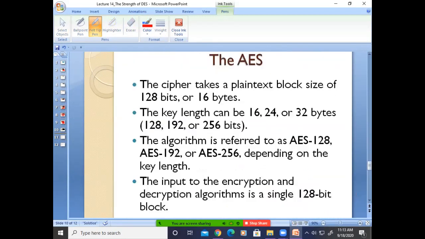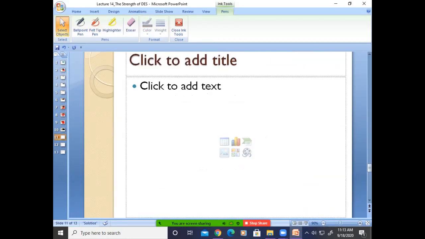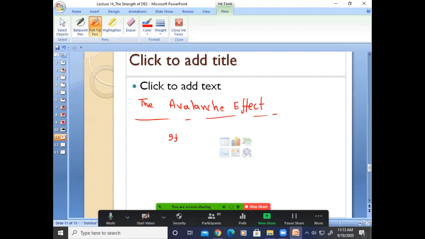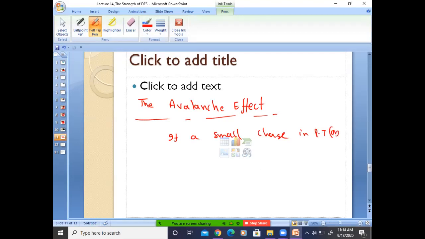And one more effect is there actually in the DES algorithm. I'll explain that. That is called the avalanche effect. It's not like avalanche breakdown, etc., in EDC. So what is this avalanche effect? Suppose a small change in the plain text or key will lead to a big difference in the ciphertext blocks.